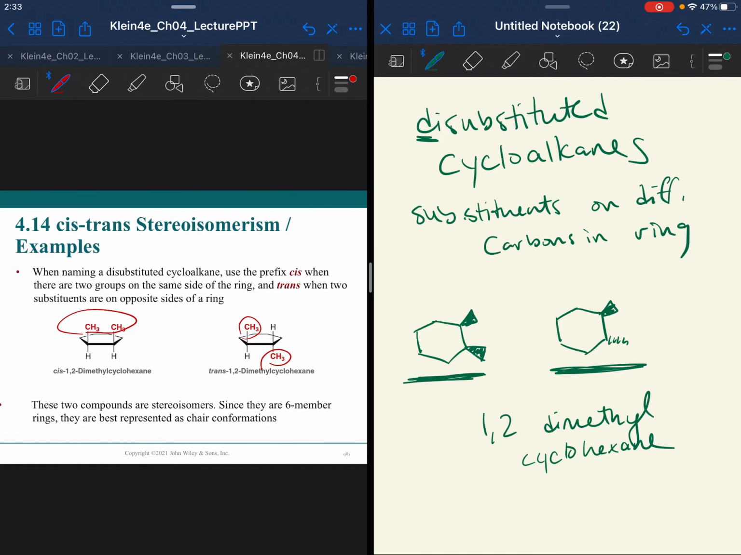And there is no way to get from here to here without breaking bonds. And you cannot break bonds to be the same compound. And it turns out these 2 compounds actually have different physical properties. And so we come up with some different naming schemes to handle that. Cis can go out in front of the name. It means that the 2 substituents are on the same side. Trans substituents are on opposite sides.